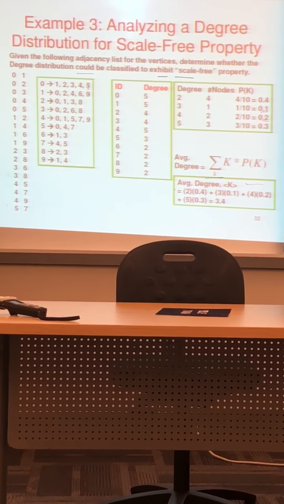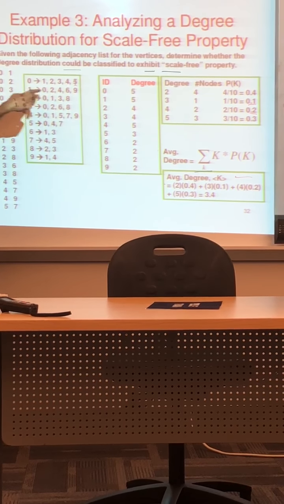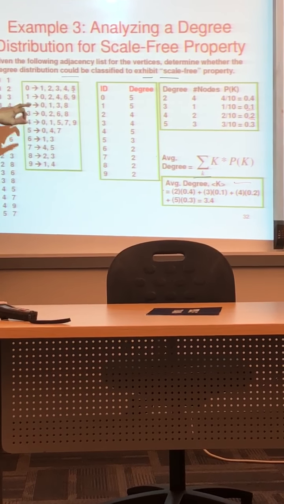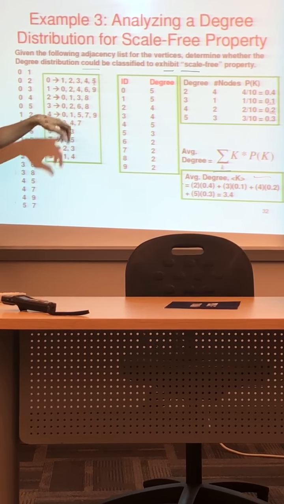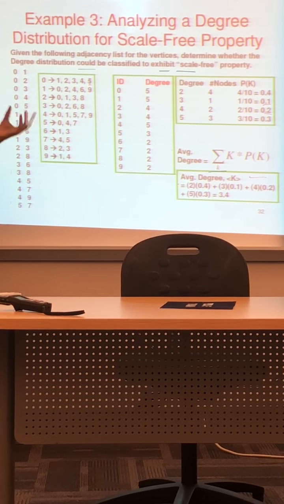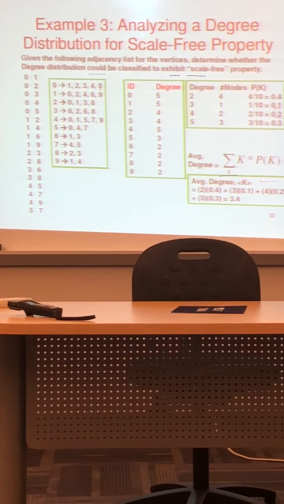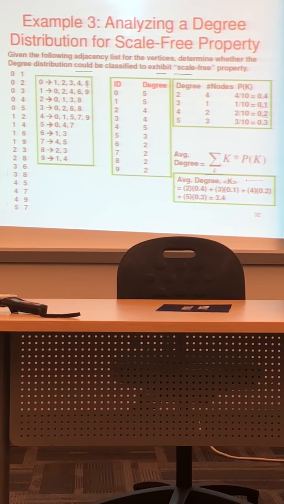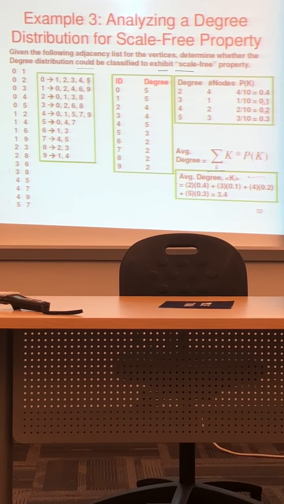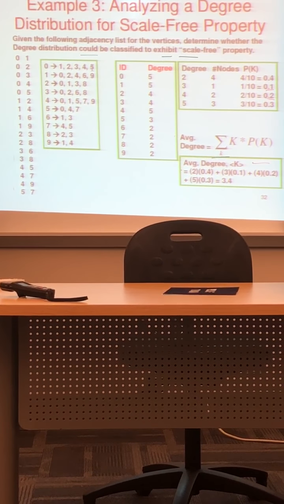So for node 0, you have 5 neighbors. Node 1, again 5 neighbors. Node 2, 4 neighbors, and so on. If you just look at it visually, you can have a feel that the degrees are more or less equally distributed. Okay? And we'll try to quantify that.